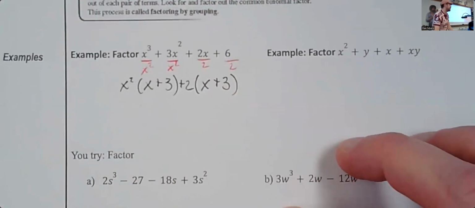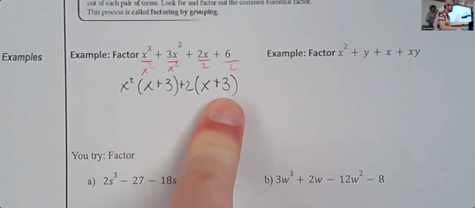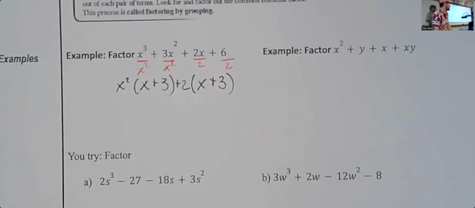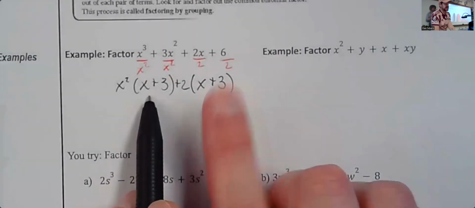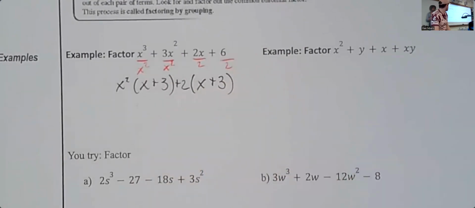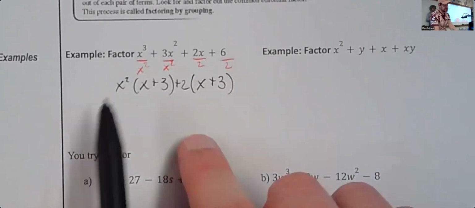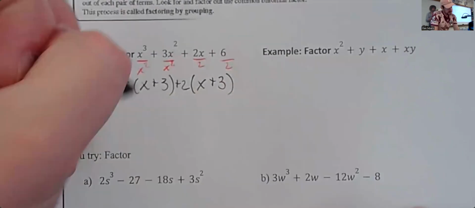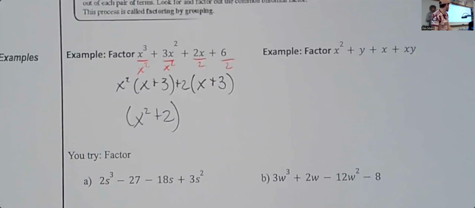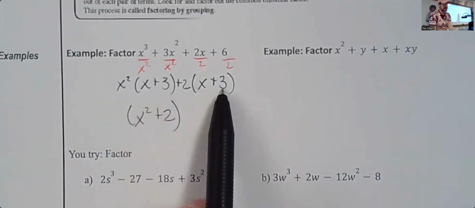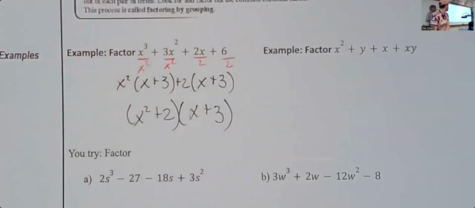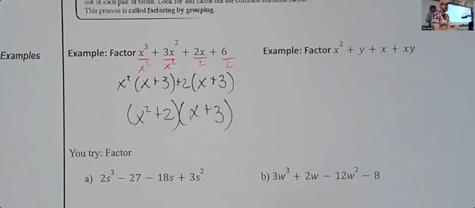So we end up with the same set of parentheses twice here, which is actually a very important part of this. Anytime you're factoring by grouping and you're trying to write your answer as the product of two binomials, both of those sets of parentheses need to be the same in order for this to work. Because what you're going to end up doing is creating your first set of parentheses out of the GCFs, x squared plus 2. And then you're going to write that second set of parentheses in each of these as your second binomial. So that would be times x plus 3. And that's the answer.